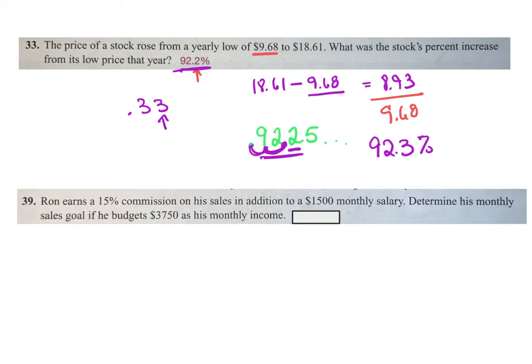Ron earns a 15% commission on his sales in addition to $1,500 in monthly salary. Determine his monthly sales goal if he budgets $3,750 as his monthly income. All right? Monthly salary is what he's going to get no matter what. So he's going to get this no matter what. Okay? He wants this as his total. So how much is he going to get in commission? How do we find that out? We're going to say $3,750. That's his total. Minus what we know he's going to get. Right? What are we going to get here?